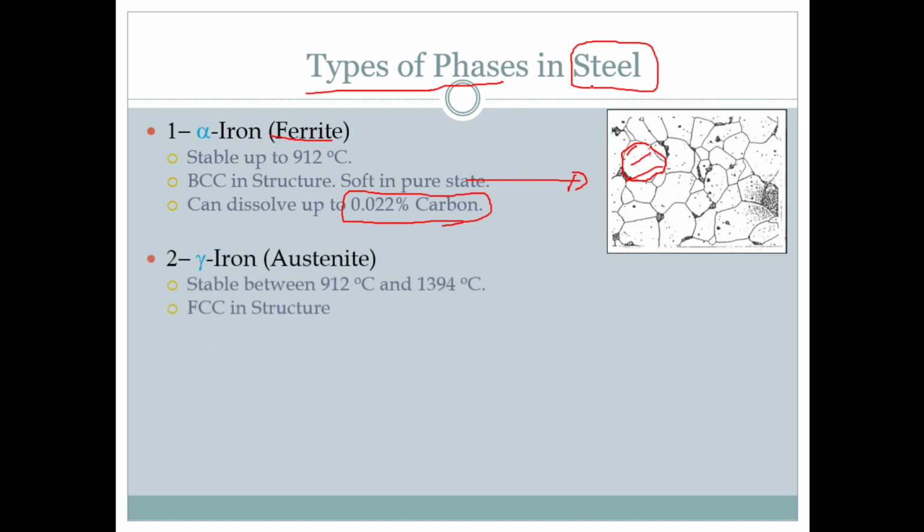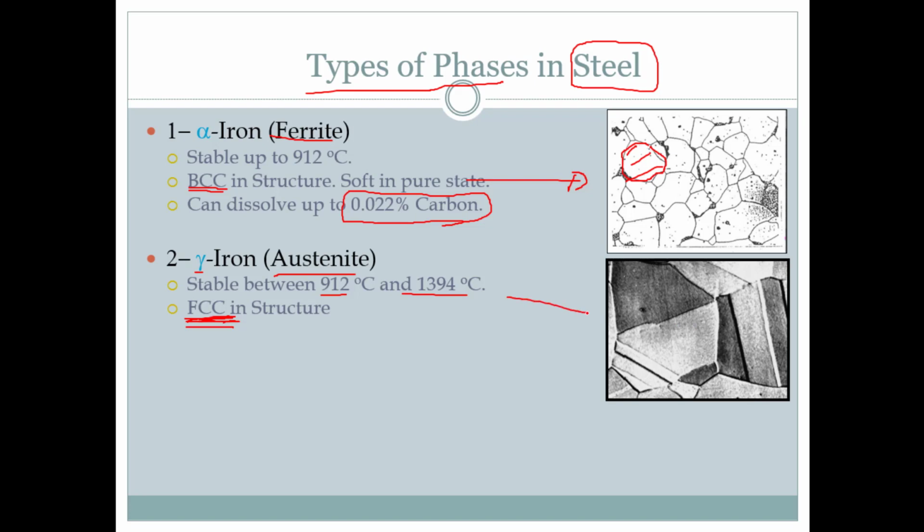The second phase of steel is the austenite, gamma. It is stable between 912 up to 1394, and it has an FCC structure. In the previous experiment, we related those phases to the behavior of the substance in terms of toughness and ductility. Remember? And this is the microstructure of this phase.